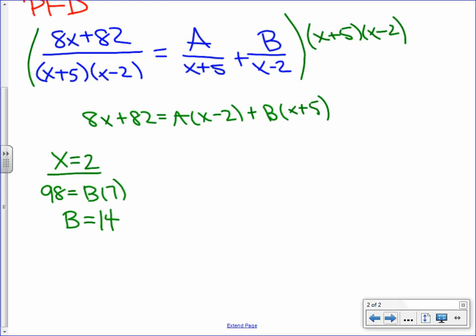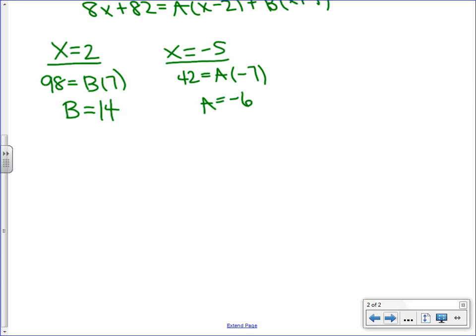Now what can we do? Plug in -5. So we have -40 plus 82, 42, equals A times -7 plus B times 0. So what is A? -6. So what we have is -6 over x plus 5 plus 14 over x minus 2.